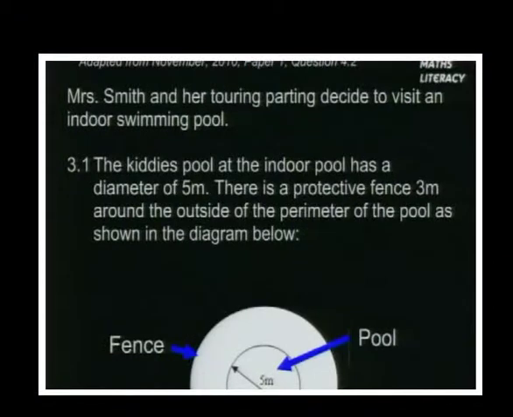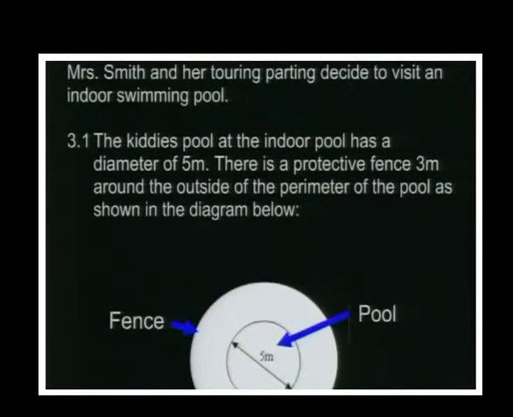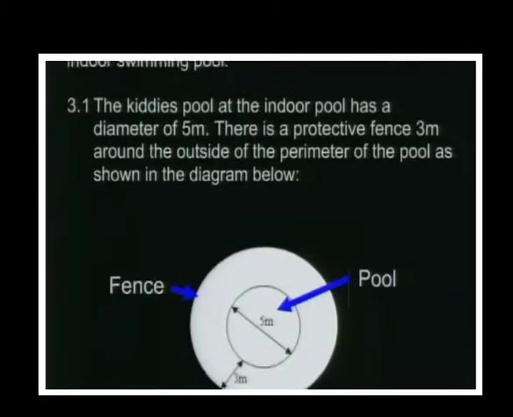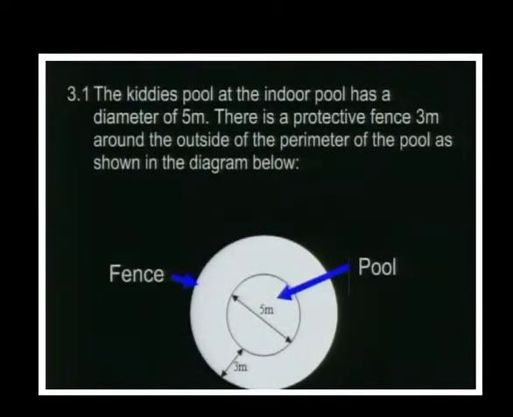Let's have a look. Question 3. Mrs. Smith and her touring party decide to visit an indoor swimming pool. Okay? So it seems that Mrs. Smith is a tour leader and she takes a group of people, and these group of people say, ma'am, we want to go swimming. So she takes them off to a swimming pool. Now, the kiddies pool at the indoor pool has a diameter of 5 meters.